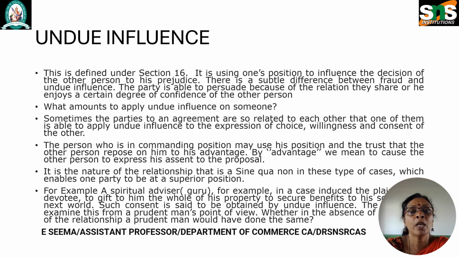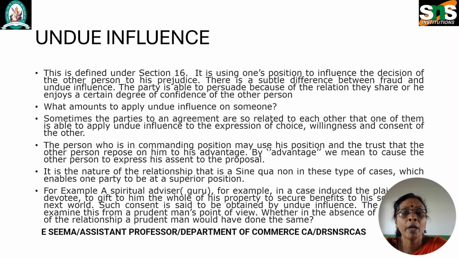And the next topic is undue influence. This is defined under Section 16. It is using one's position to influence the decision of the other person to his prejudice. There is a subtle difference between fraud and undue influence. The party is able to persuade because of the relation they share, or because he enjoys a certain degree of confidence of the other person. What amounts to undue influence on someone?